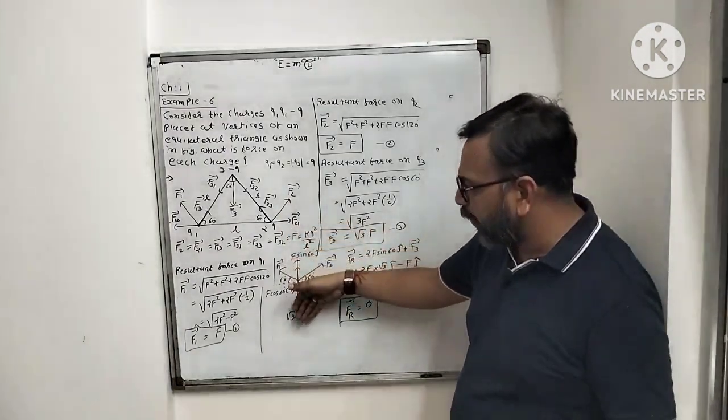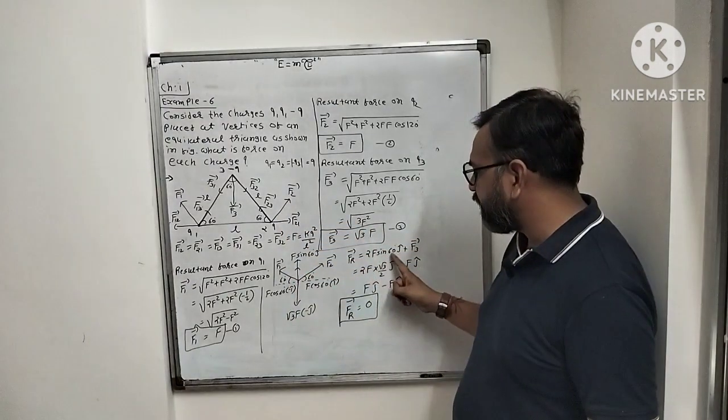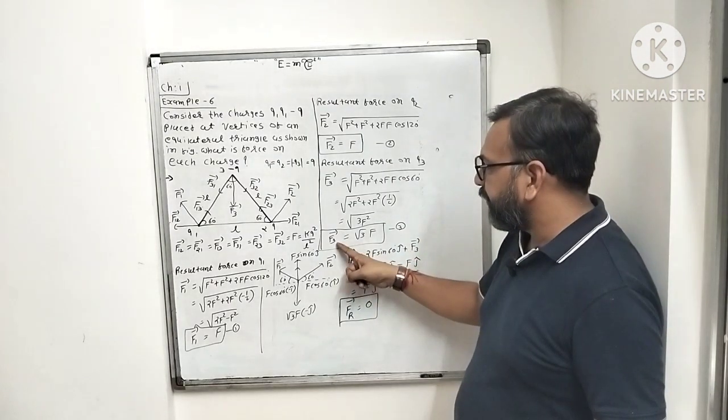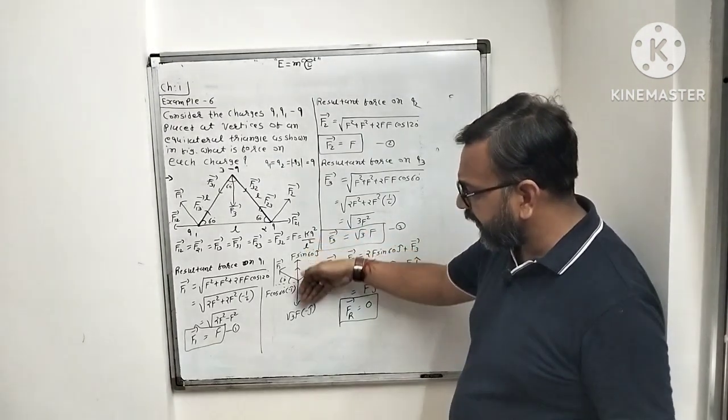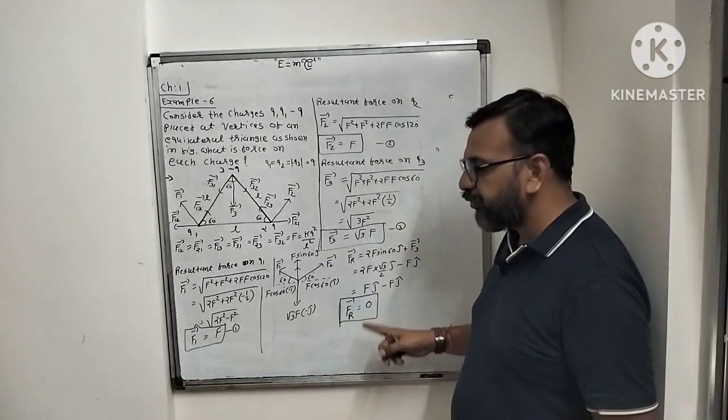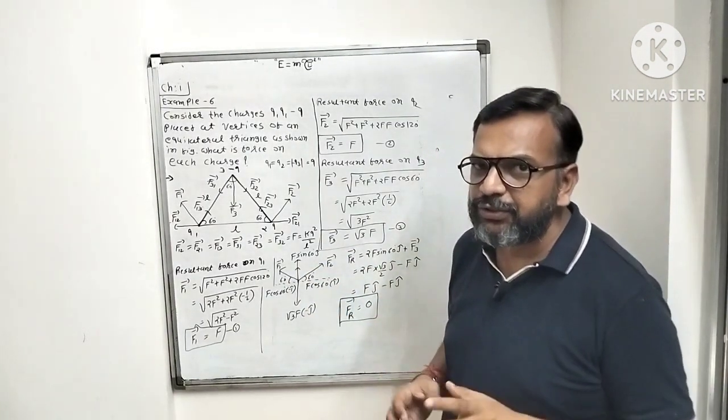F3 is in the downward direction. Putting the value, sin 60 is root 3 by 2, the 2 cancels. Putting the value of F3 as root 3 F in the downward direction, minus j caret, the F cancels. So the resultant force is 0.